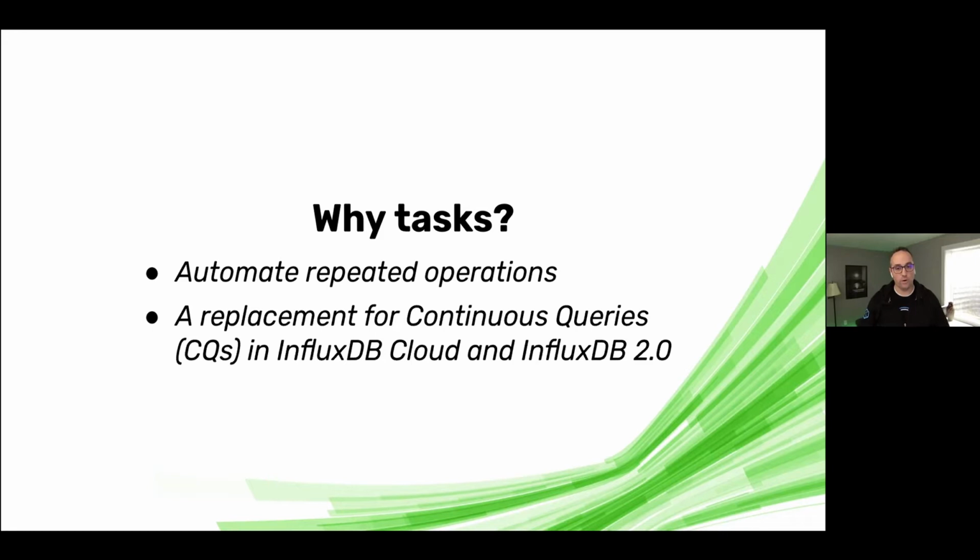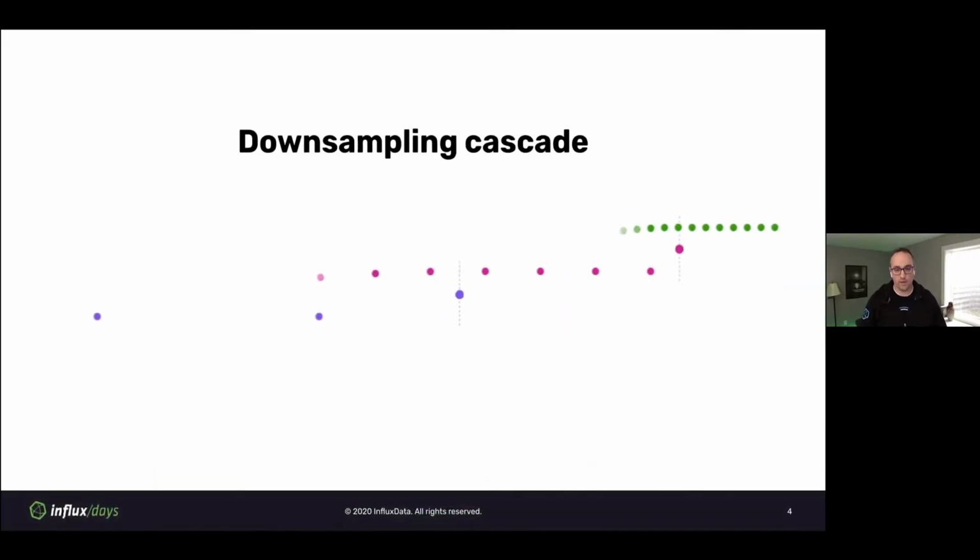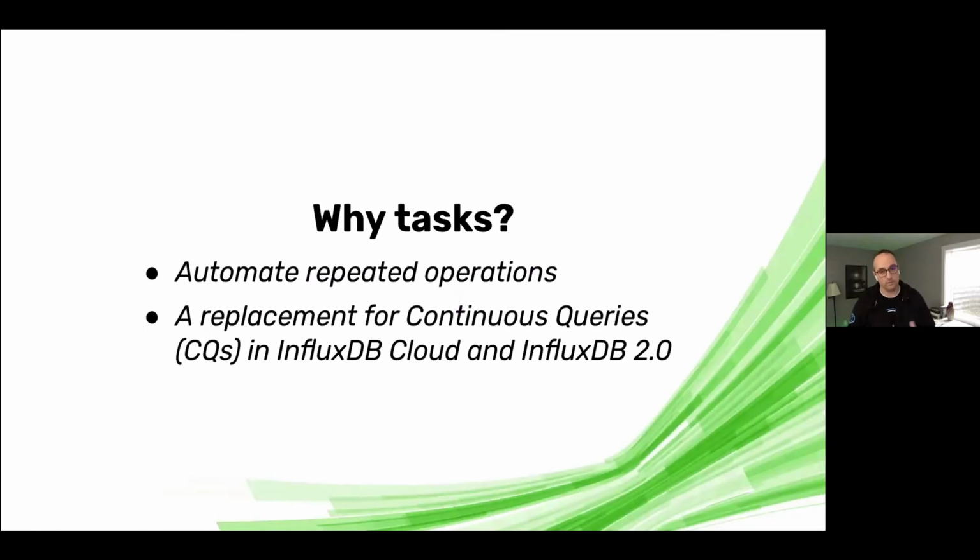InfluxDB Cloud and 2.0 do not support continuous queries, primarily because they're dependent on InfluxQL. InfluxQL support right now, as mentioned before, is an API only, a client only integration. But tasks will fulfill that role. There is a bit of a migration process for taking a 1.x continuous query and converting it into a 2.0 task. But there are some tools out there that can help.